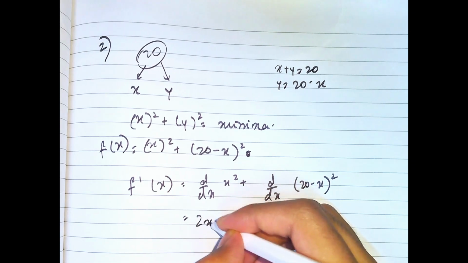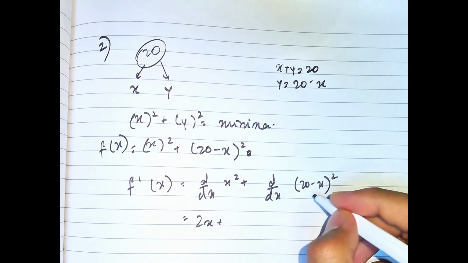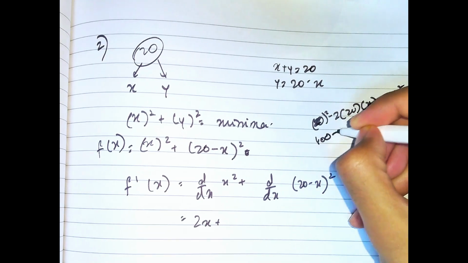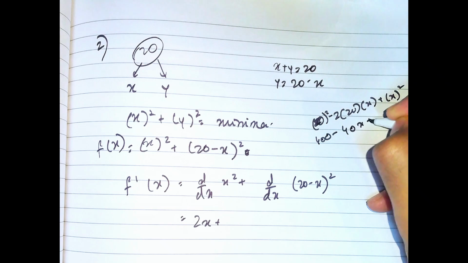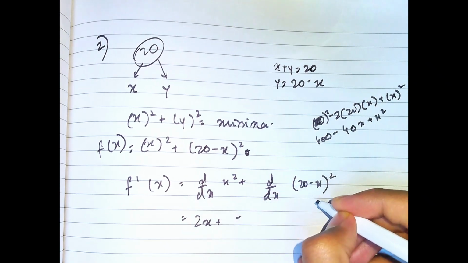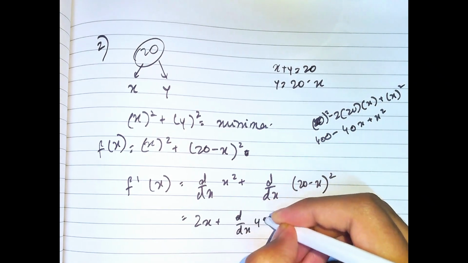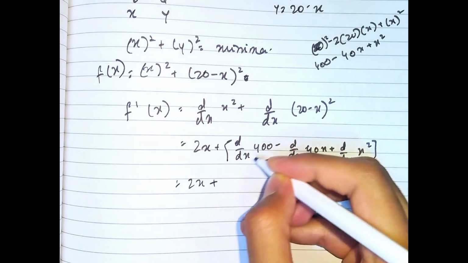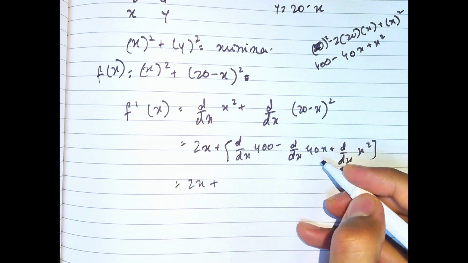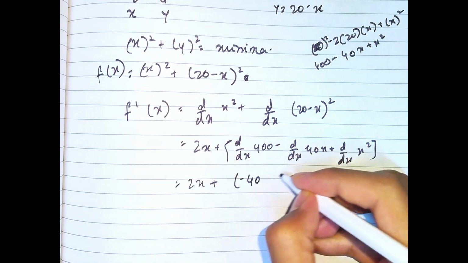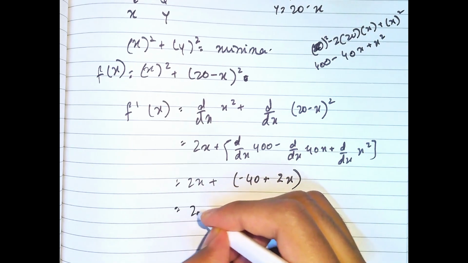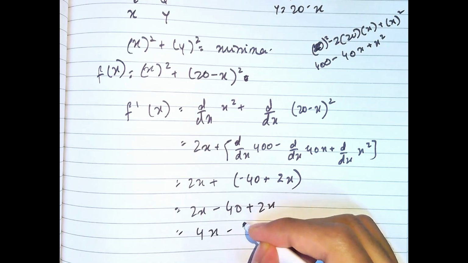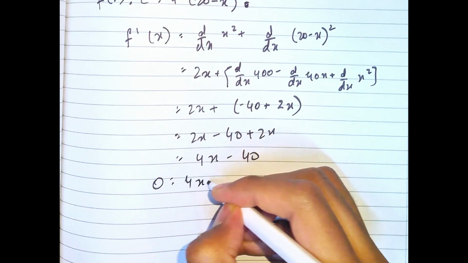The derivative of x squared will be 2x, plus the derivative of 20 minus x whole squared. Now let's open this whole square formula first of all. 20 squared is 400, minus 2 times 20 times x, which is 40x, plus x squared. Now let's take the derivative: the derivative of 400 will be 0, minus the derivative of 40x, which is negative 40, plus the derivative of x squared, which is 2x. So we have 2x plus negative 40 plus 2x, that is 4x minus 40. Now let's make this equal to 0.